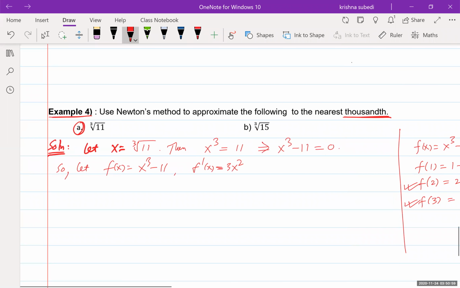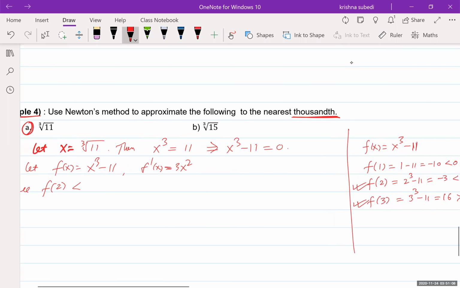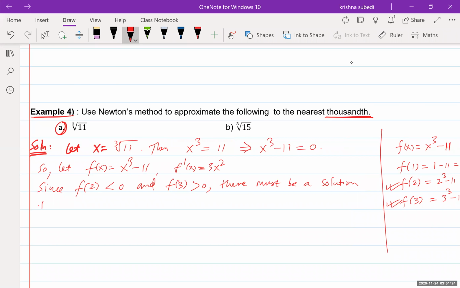Okay, so since f of 2 is negative and f of 3 is positive, there must be a solution to the equation on the interval 2 and 3.